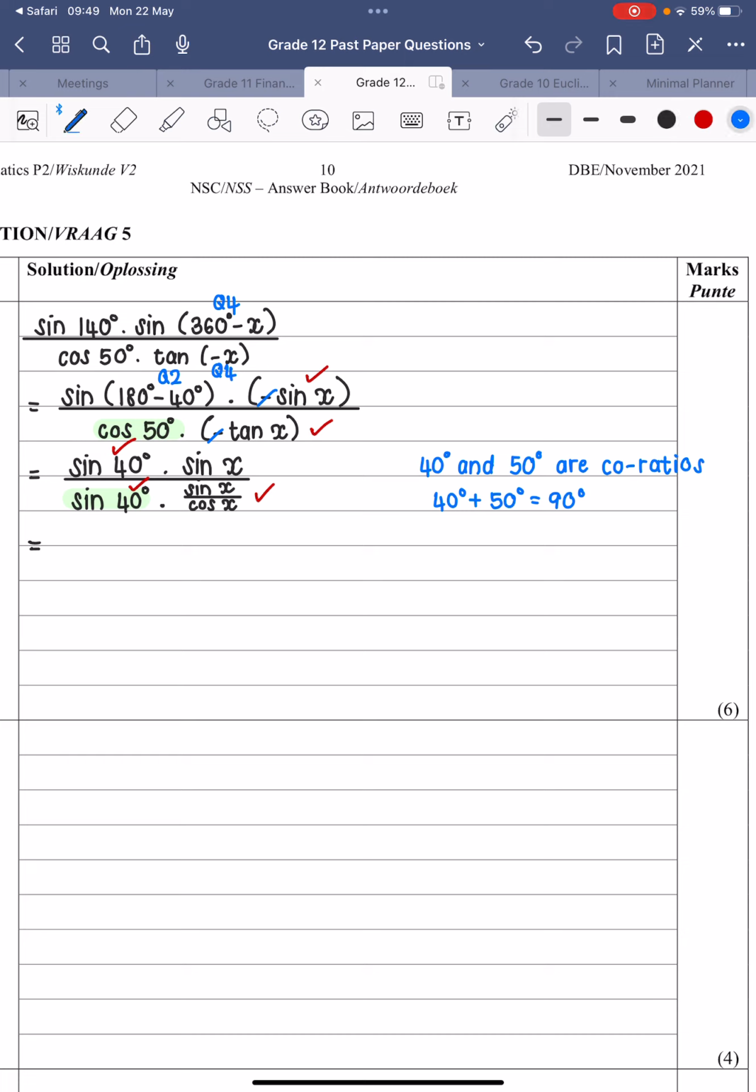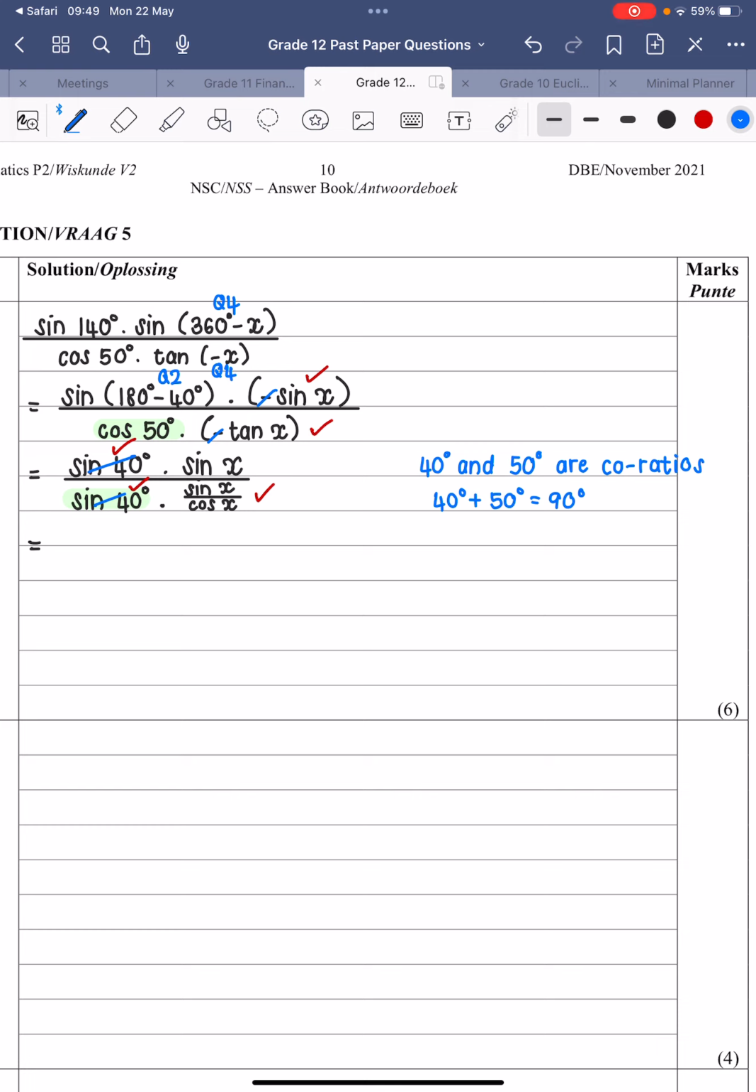Equals. Okay, let's quickly show that we are cancelling out those sine 40s. Now guys, you can see in a test or exam how important it is that the marker can read what was written there. If you're just scratching out and making a big mess and they can't see sine 40 and sine 40, you might not get those 2 marks. So you can do it with a pencil, quite faint.